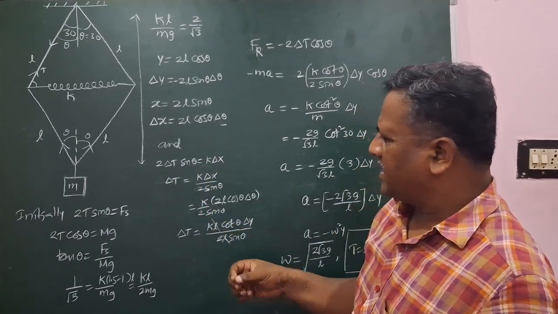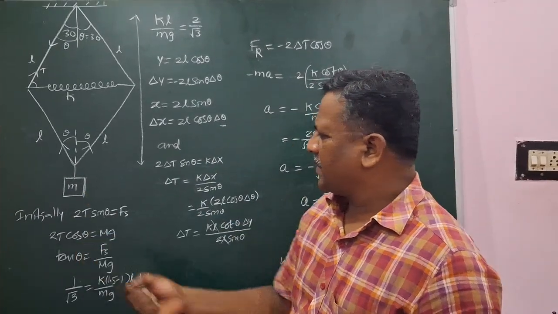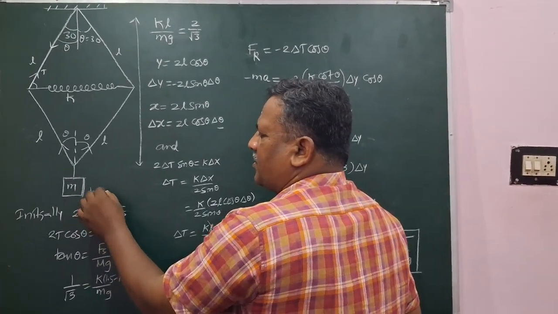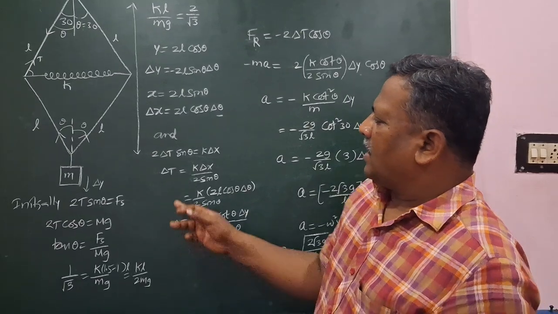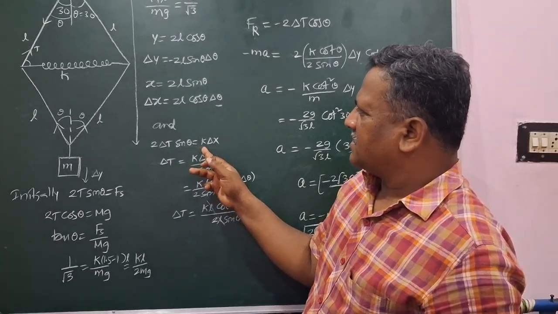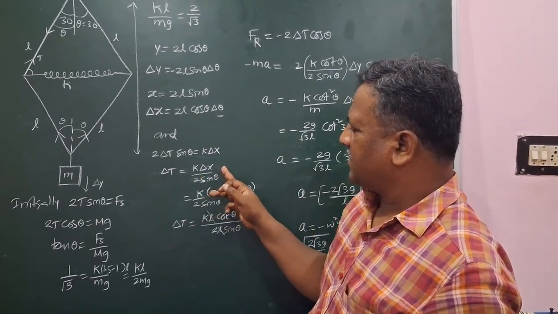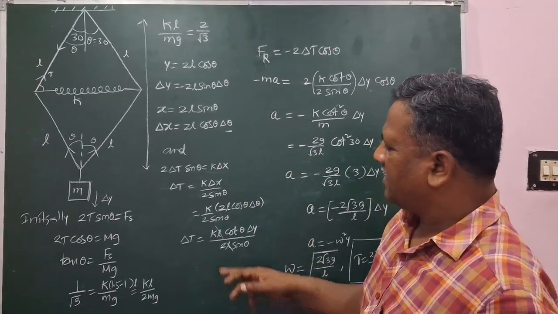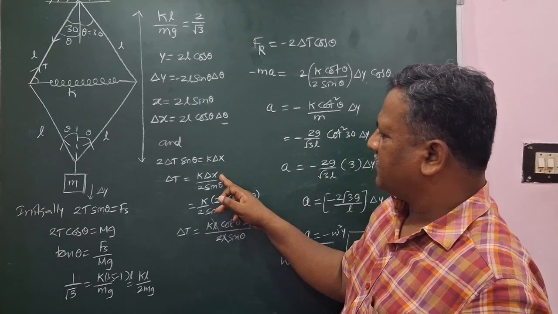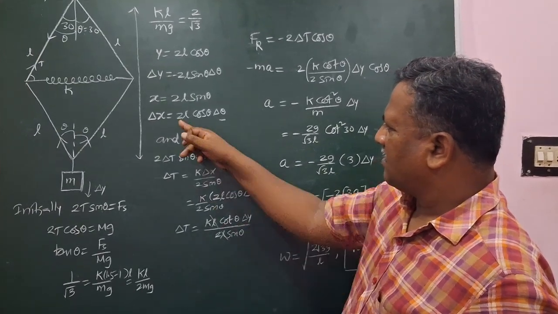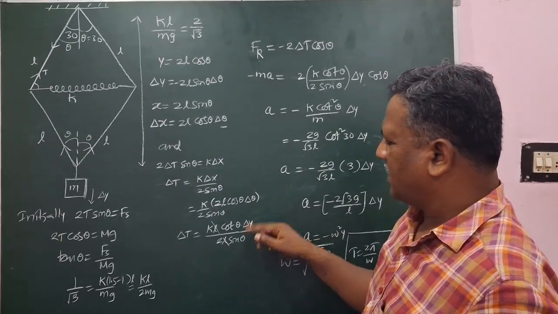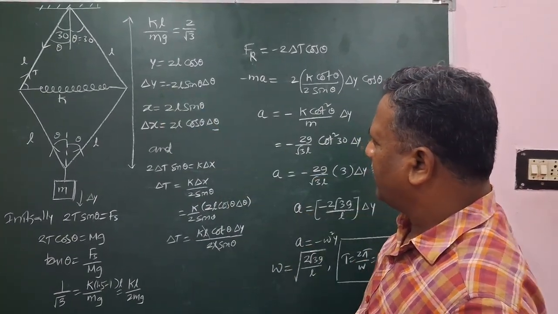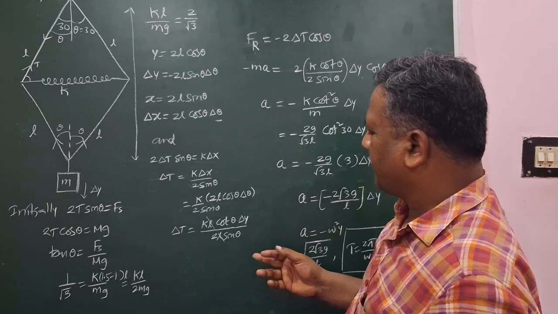And for a small additional displacement of this block, when we displace this block a small amount delta y from the equilibrium position, in this case 2 delta T sin theta is equal to k delta x, and from this equation delta T is equal to k delta x by 2 sin theta. In case of delta x we can write 2L cos theta delta theta, and from that we can write delta theta is equal to delta y by minus 2L sin theta.